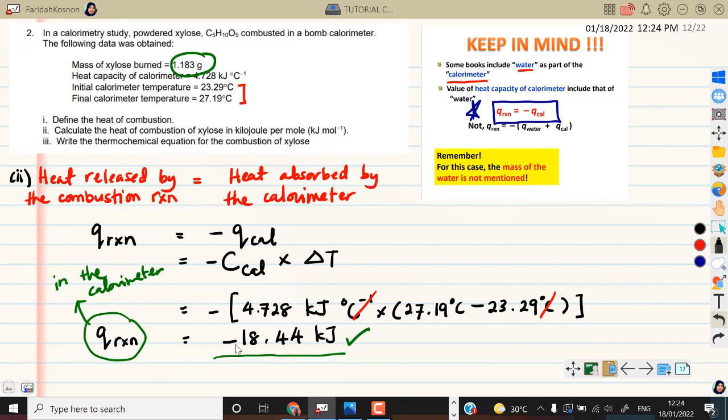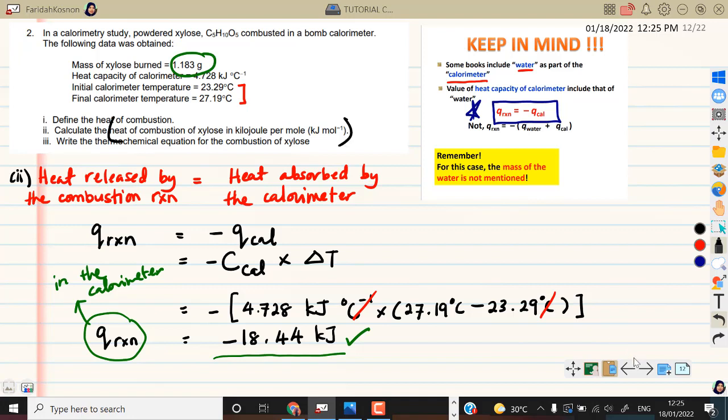Bila masa 18.44 kilojoule ini release, bila 1.183 gram Xylose burnt in the calorimeter. But the question asks you to determine the heat of combustion of Xylose in kilojoule per mole. Okay, heat of combustion ataupun enthalpy of combustion is heat release when 1 mole of Xylose is burned in oxygen gas. Okay, so now kalau 1 mole Xylose burn, berapa banyak yang akan release? Itu isunya kita kena kira. Okay, so pengiraan ini tak habis lagi.